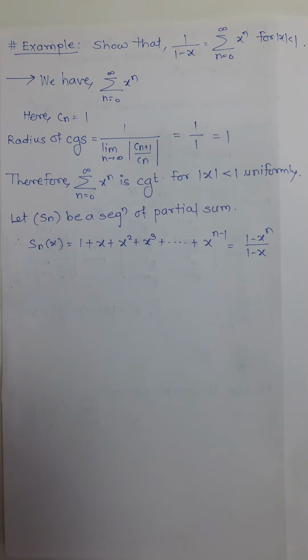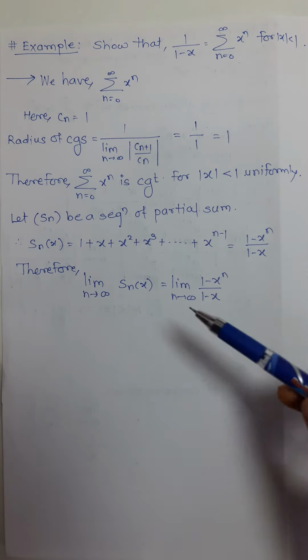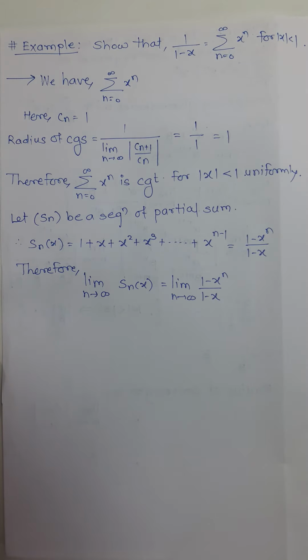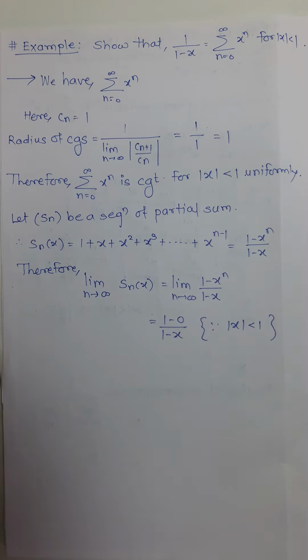So in simple words, we can write Sn of x is 1 minus x raised to n upon 1 minus x. Now I took the limit of both sides. When I take the limit of both sides, here mod of x is less than 1, so when you take a higher power it will go to 0. So at the numerator you will have 1 minus 0, and the denominator will be the same, 1 minus x. In brackets I mentioned that mod x less than 1.